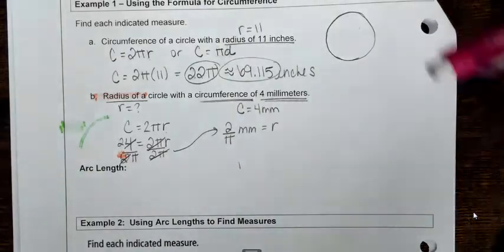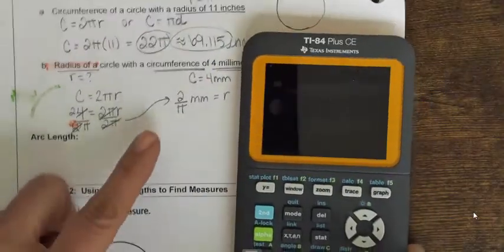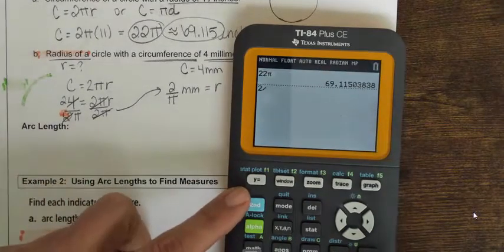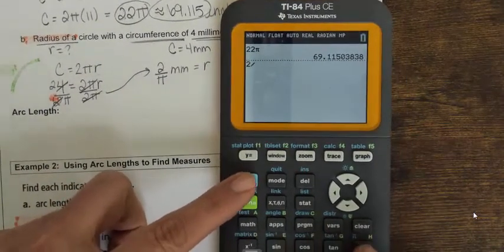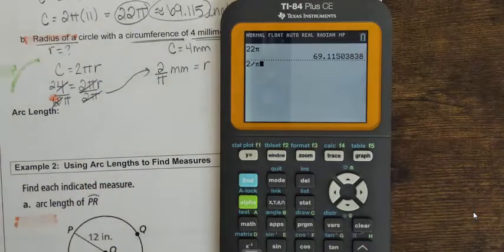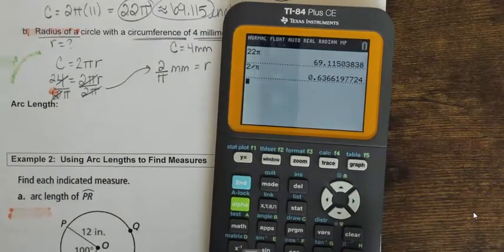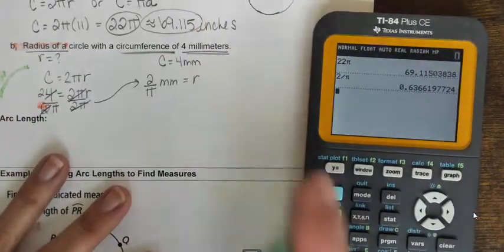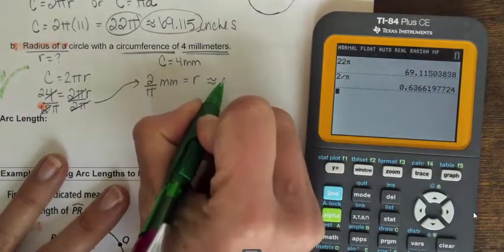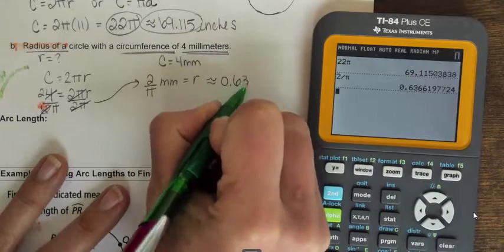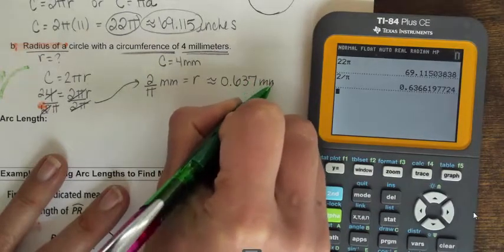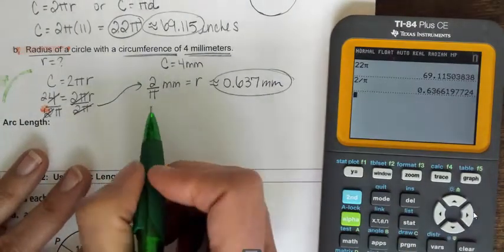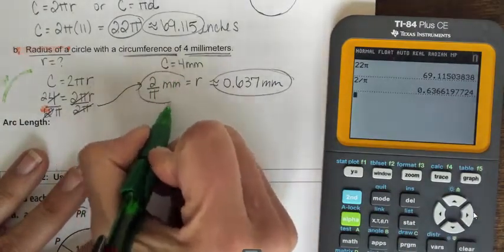And then if I wanted to get an approximation for that, once again I go to my calculator, I do 2 divided by, and for me it's a shift and then this little pi. Don't use 3.14 because it's not exact. And I'll show you what I mean by that. So 0.637. So the radius here is about 0.637 millimeters. But this is a more exact answer, so this also works for me.